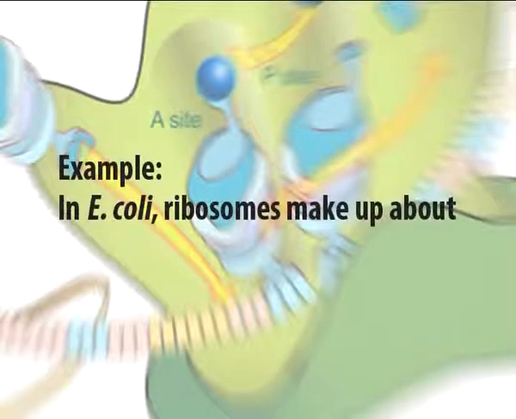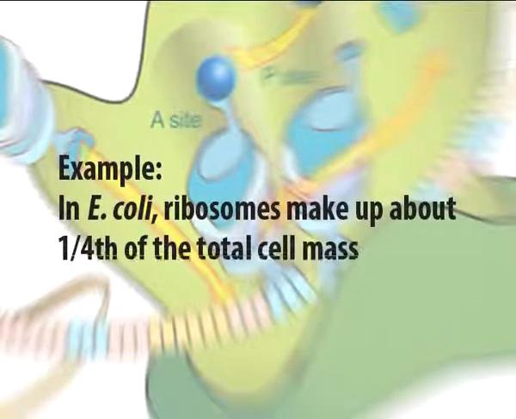Ribosomes have a tertiary structure and make up a large part of the cells in many species, which leads to protein manufacturing. For example, in E. coli bacteria, they make up about 1/4 of the total cell mass.